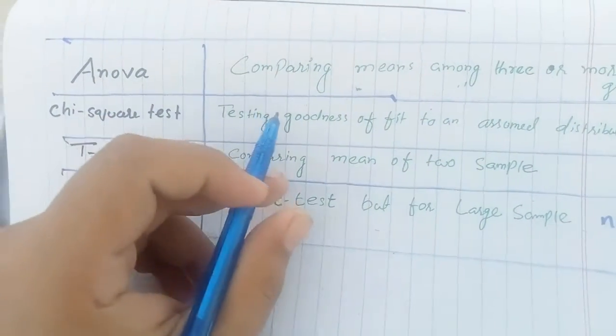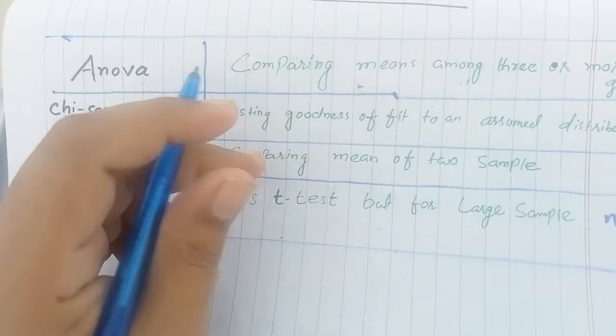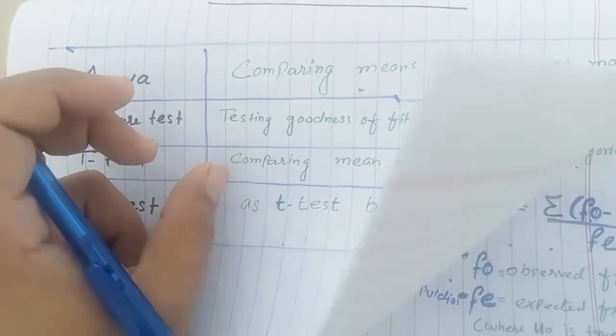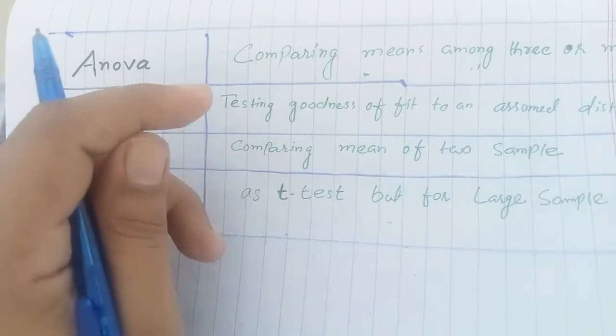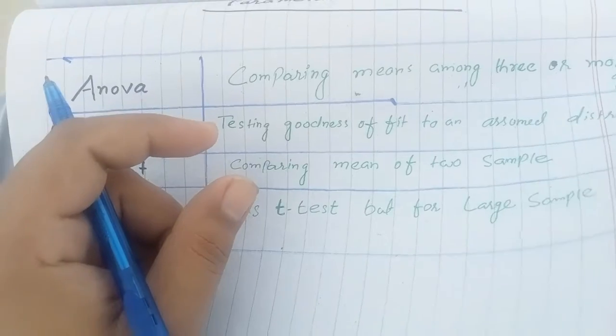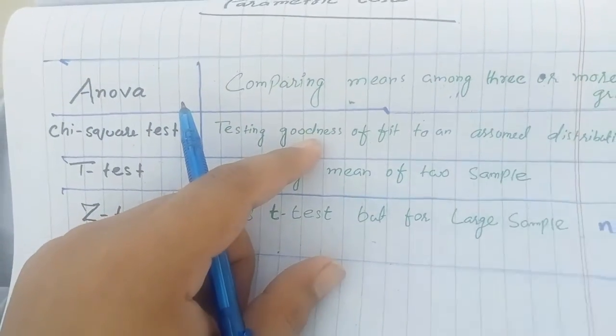And what is the goodness of fit? Goodness of fit says we want to see whether the sample we are working on belongs to the population or not. So that is basically the goodness of fit.